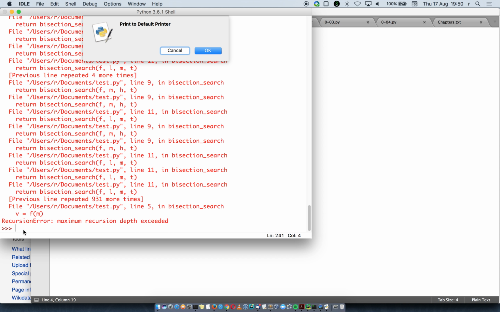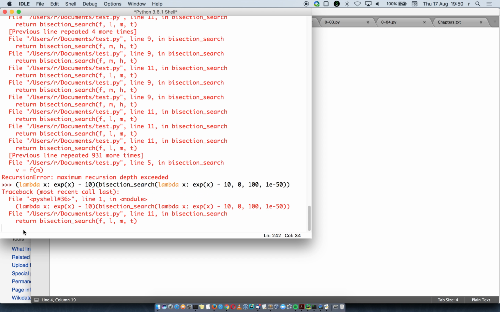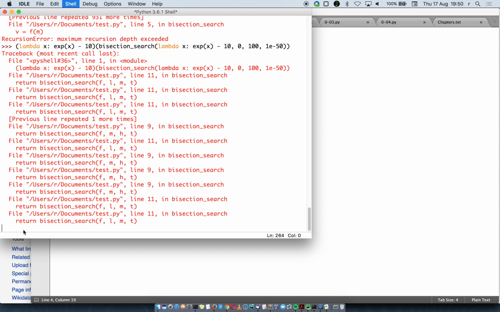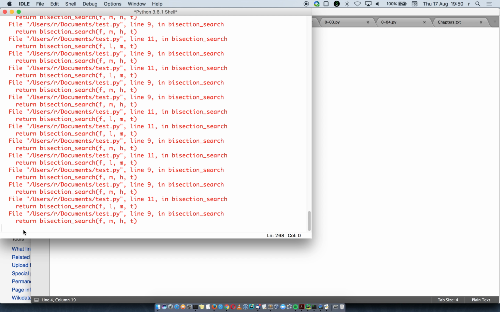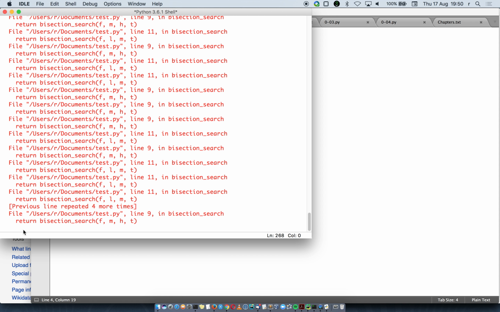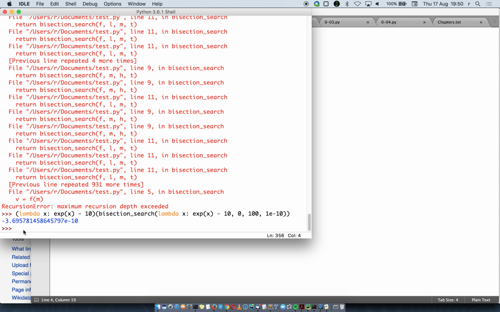Let's put something here that is a bit more reasonable. So I'm going to put minus 50. This should work. Oh no, it doesn't. I tried with a reasonably low value at home. I can't remember what it was. Maybe minus 20. Let's try minus 10. Okay, so this should work, right?